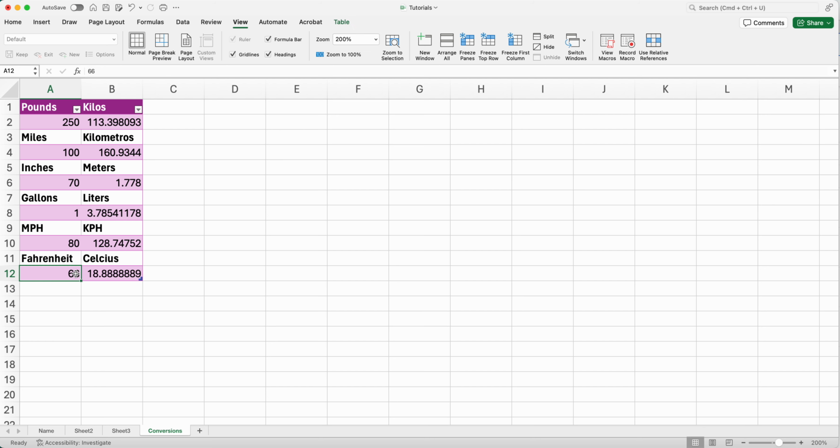All right. So 66 degrees Fahrenheit is 18.888889 degrees Celsius. All right. So I hope that helped. That is how you convert measurements using Excel. And you can use a lot of other common ones, but I built this one because these are the most common things that I have to convert from time to time.